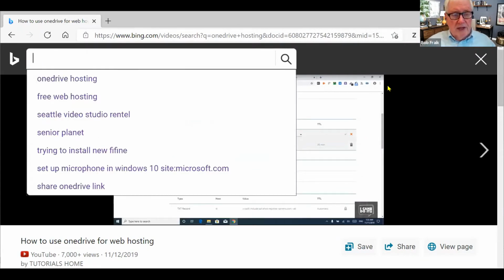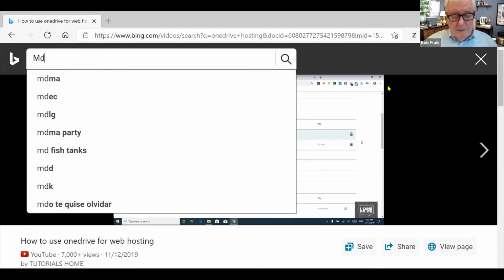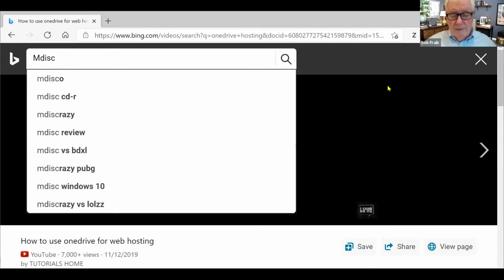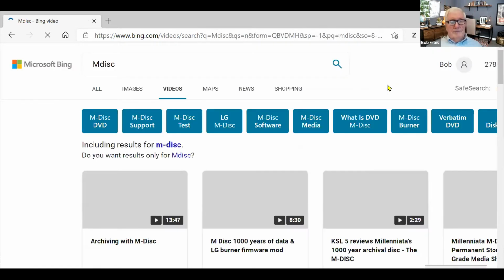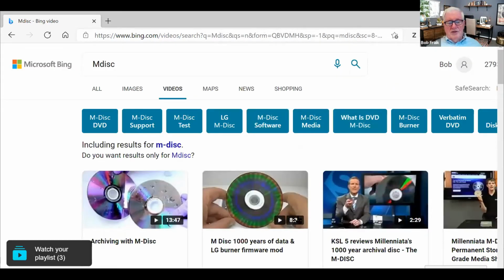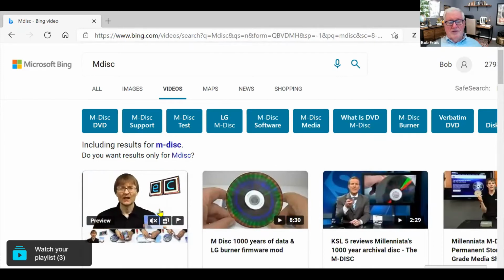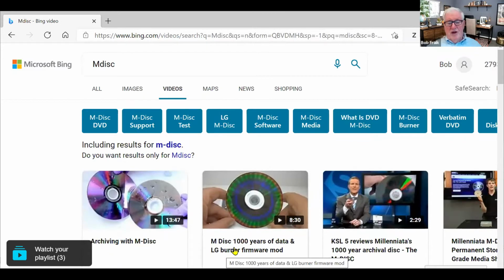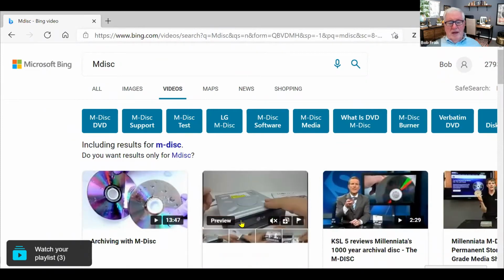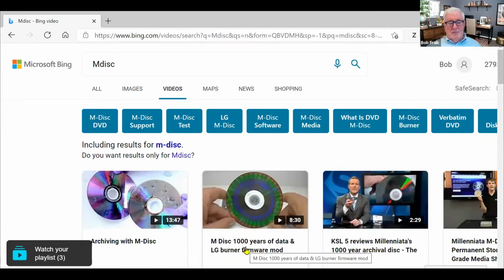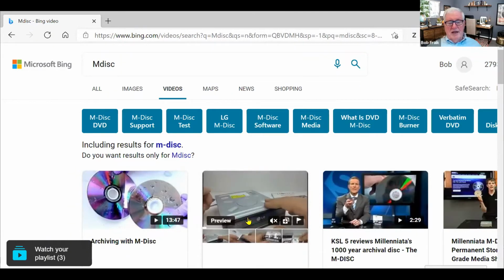And this is called an M-Disc. It is the same size as the regular DVD, but as you can see here, they're talking about 1,000 years of data storage. This is what the federal government is using. And let's see, how long is this one? That's about an 8-minute video. Let's take a look at that and learn a little bit more.